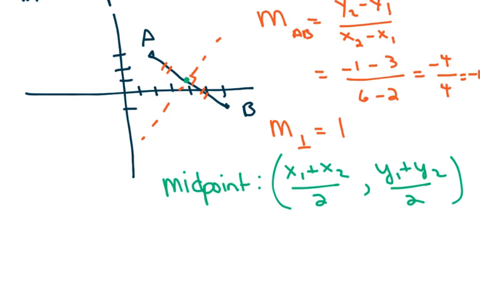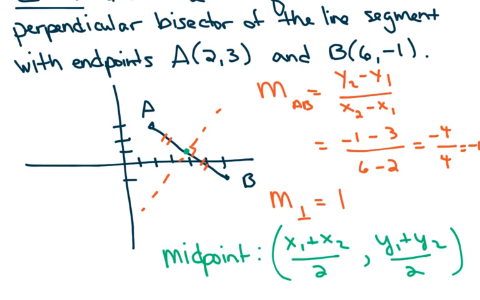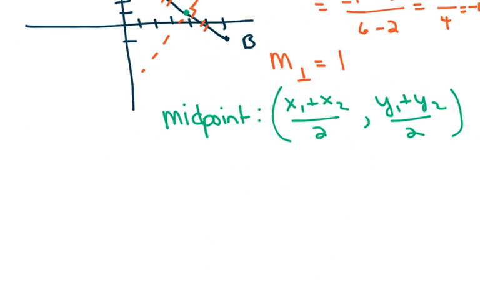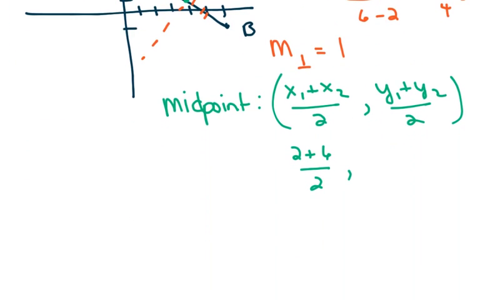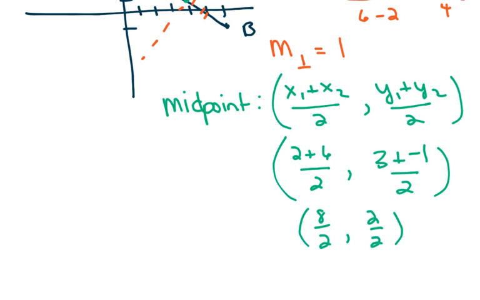Okay, so to find the midpoint, I'm going to do, let's see, the x values were 2 and 6. 2 plus 6 over 2. And the y coordinates were 3 and negative 1. 3 plus negative 1 over 2. So I'm going to get 8 over 2 and 2 over 2. So the midpoint is at 4, 1.